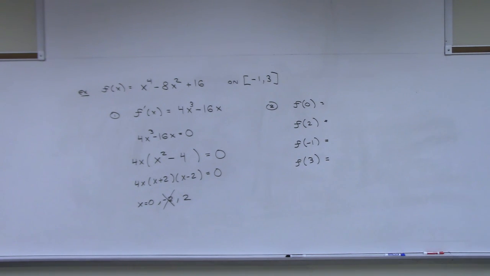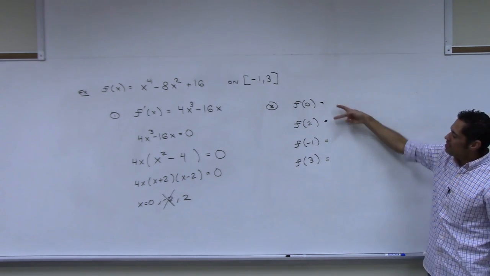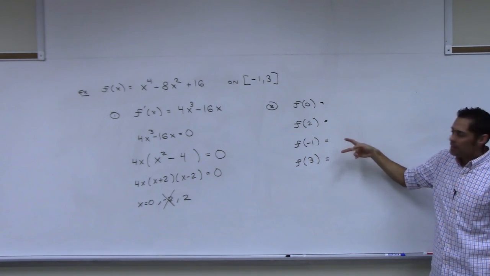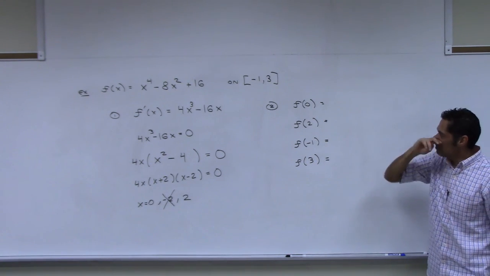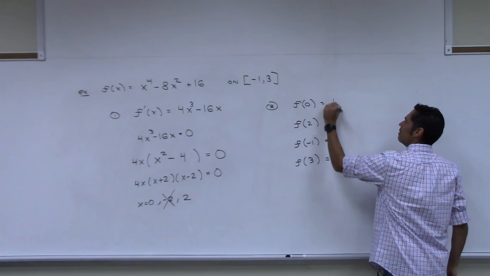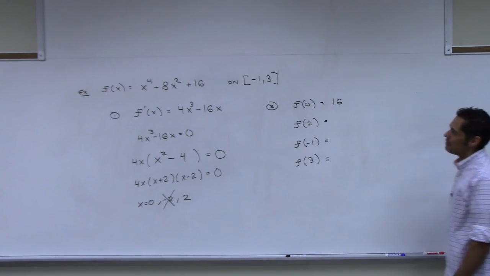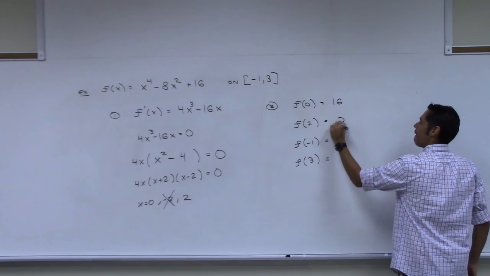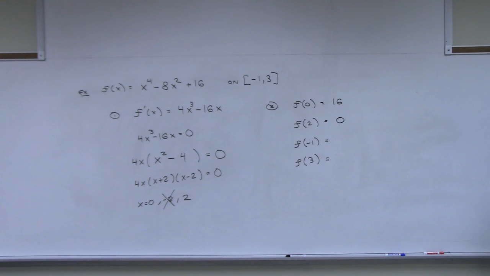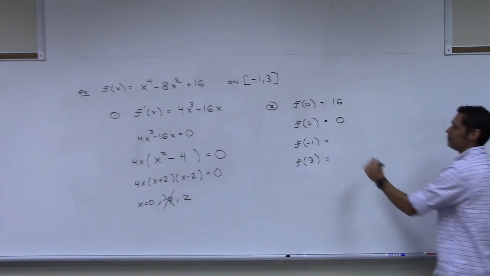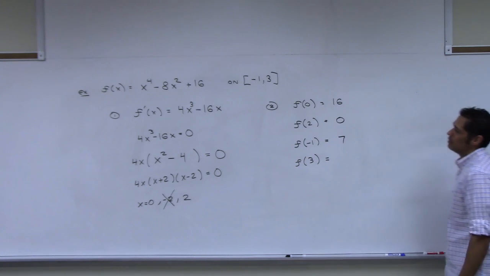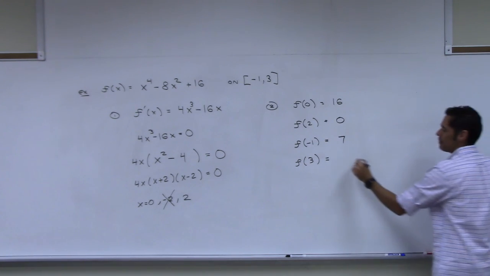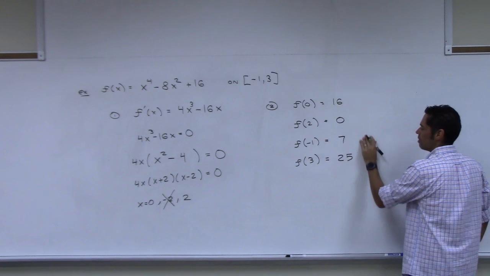All right, so I plug in the two critical numbers and the two endpoints, right? Don't forget the two endpoints, and you get to plug them in there. So get 16. That was the easy one. 2, 16, 0. -1, 7, 25. Okay. Trust those answers.